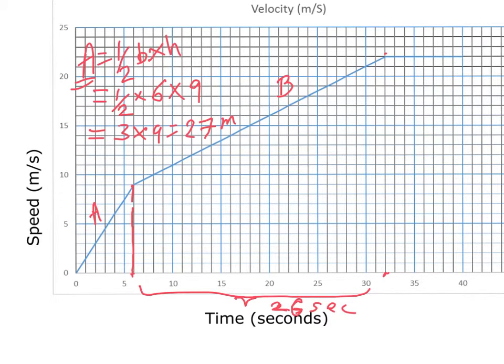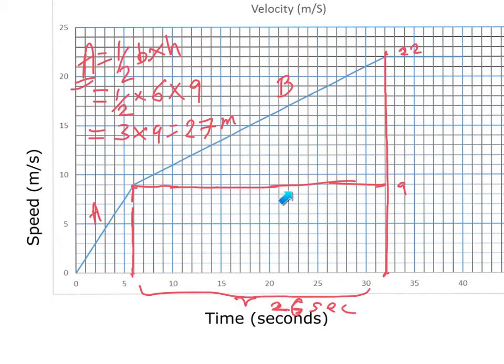Okay, so we can divide this into 2 sections. So I'm going to do that right now. You can see that I have divided the area that I'm interested in, to find the distance, into 2 sections. So that's a triangle here and a rectangle here. If I'm able to find the area of these two, for a triangle I should use the half BH formula, and for the rectangle it's the width times the height.